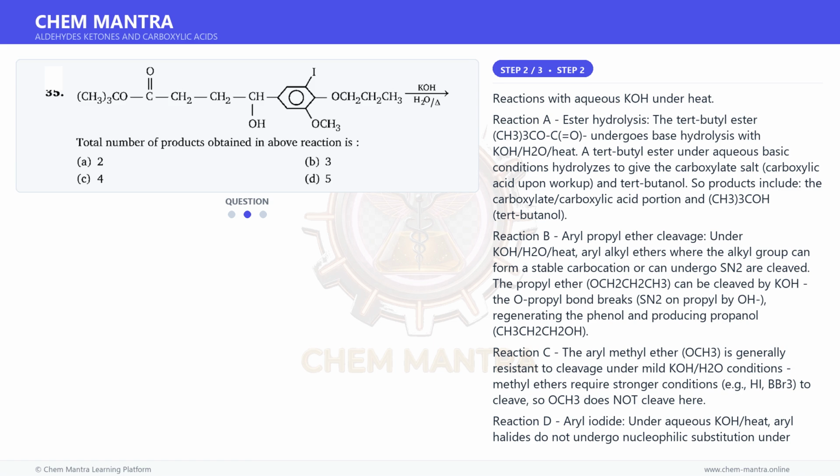Reaction C: the aryl methyl ether, OCH3, is generally resistant to cleavage under mild KOH, H2O conditions. Methyl ethers require stronger conditions, for example BBr3, to cleave, so OCH3 does not cleave here. Reaction D: aryl iodide under aqueous KOH and heat. Aryl halides do not undergo nucleophilic substitution under these mild conditions; they would need very harsh conditions or specific activation. So the aryl iodide remains intact.